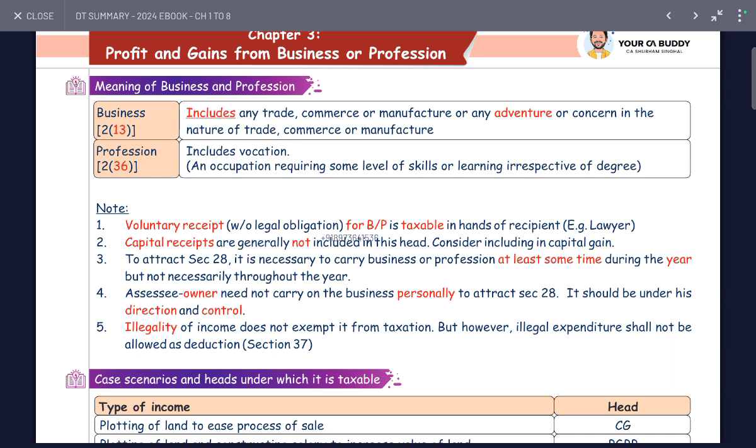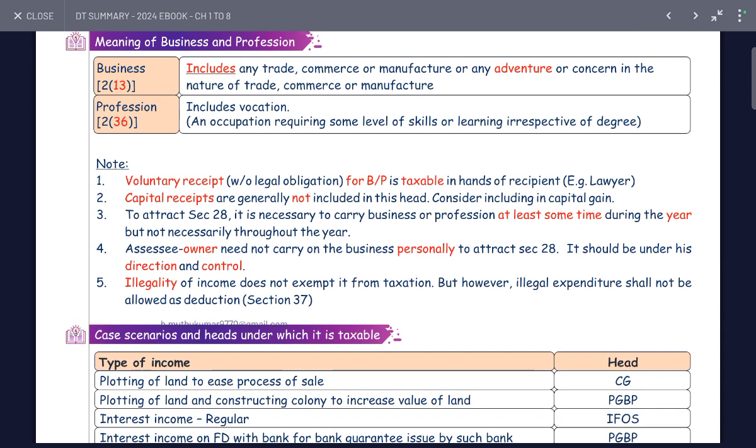To attract Section 28, it is necessary to carry on a business or profession at least sometime during the year, but not necessarily throughout the year. The assessee need not carry on the business personally to attract Section 28; it should be done under his direction or control.